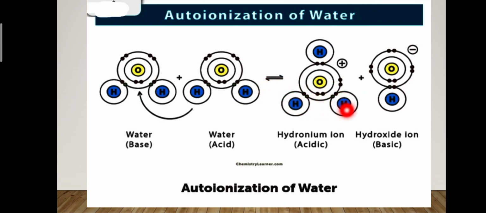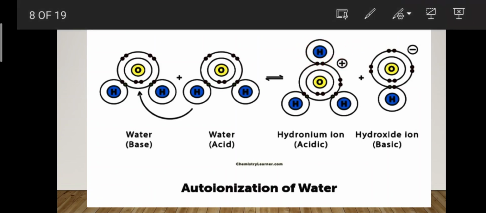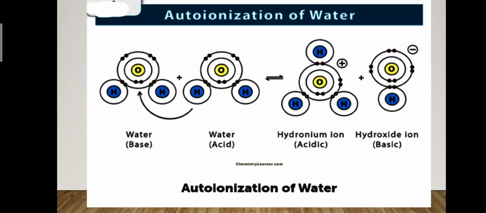In the backward reaction, this hydronium ion is acidic in nature because it is able to donate its proton, and this hydroxide ion is basic in nature because it has a tendency to accept the proton of the hydronium ion. This is the autoionization of water molecule.